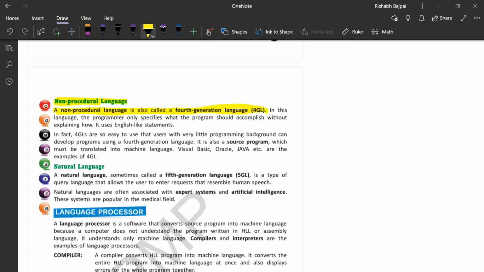I think it is very much clear to you because it was used in fourth generation, and nowadays we are using non-procedural language. And in this language, the programmer only specifies what the program should accomplish without explaining how. अब हमें ये बताने की जरूरत नहीं होती कि कॉफी कैसे बनानी है, हमें सिर्फ ऑर्डर प्लेस करना होता है that just give me a cup of coffee, right?